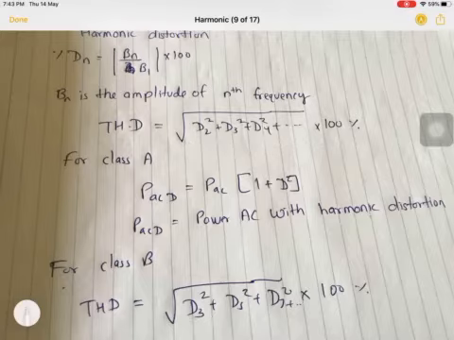With more harmonic components, the amplitude of the harmonic reduces. This is for the class A formula. Now P_AC with harmonic distortion is given by P_AC times (1 plus D square). For class B, since 2 different transistors are used, the even part of the harmonic components cancels out, so only odd parts are present in class B: D3 square plus D5 square plus D7 square, into 100.